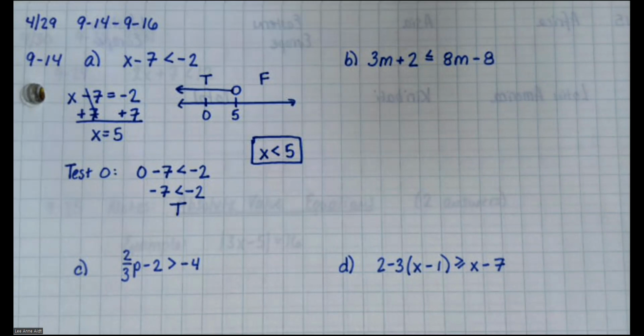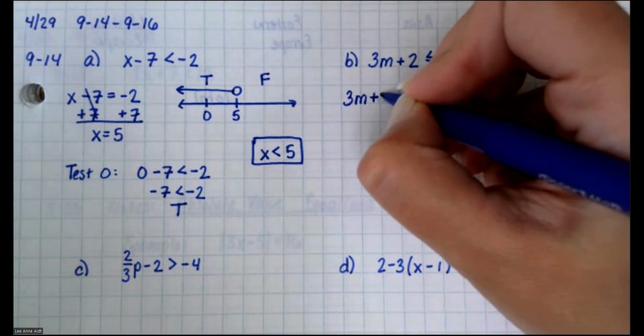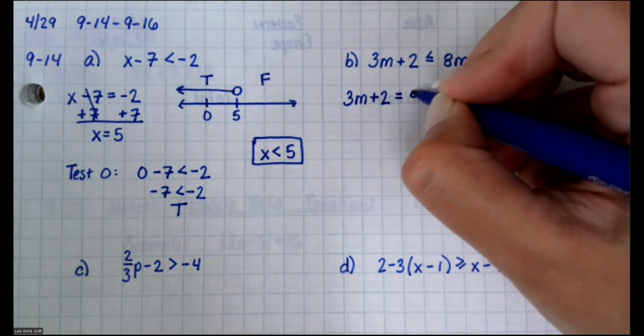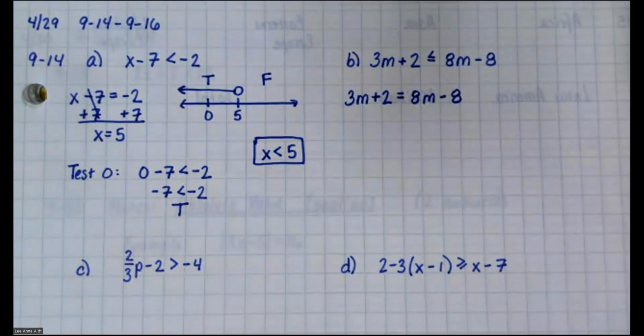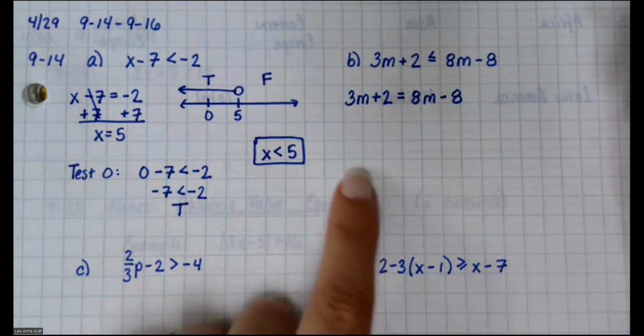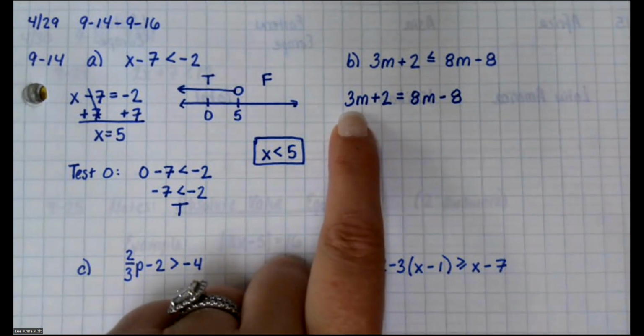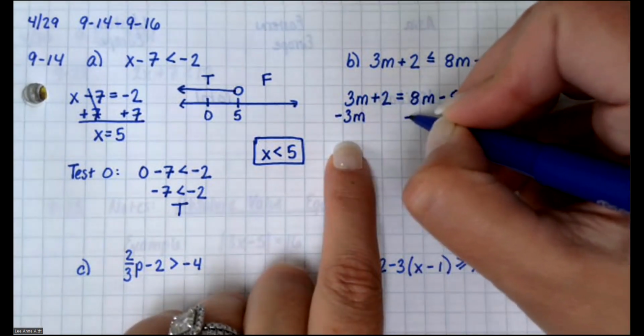Okay. B. 3m plus 2 equals 8m minus 8. Okay, we have choices here. I like to start with the thing that has a letter on it that's the smallest and undo that. So I'm going to minus 3m.